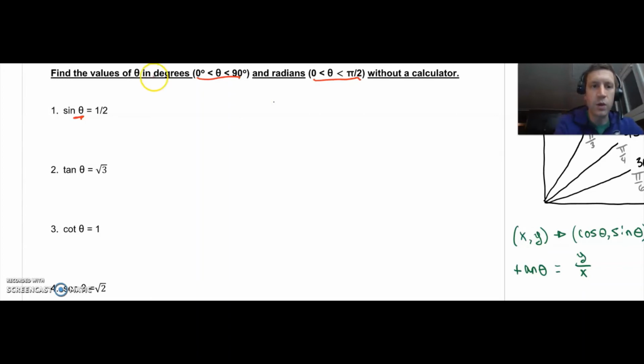This also means I want this answer in degrees and radians. So if one of your answers is 45 degrees, you would also tell me pi over 4, because that's the radian equivalent. Okay, so I told my class that we're going to know the first quadrant really well, and then use that to find information about quadrants 2, 3, and 4.